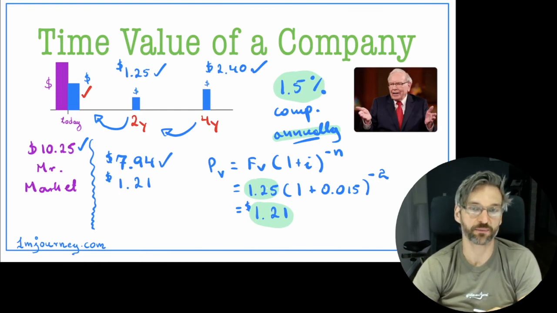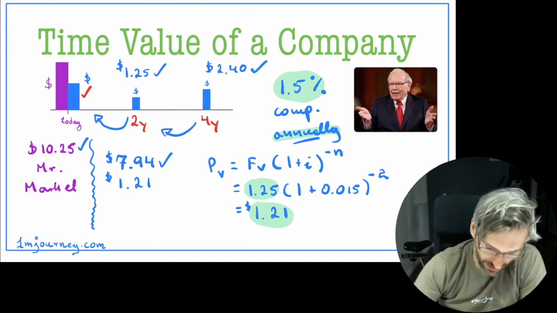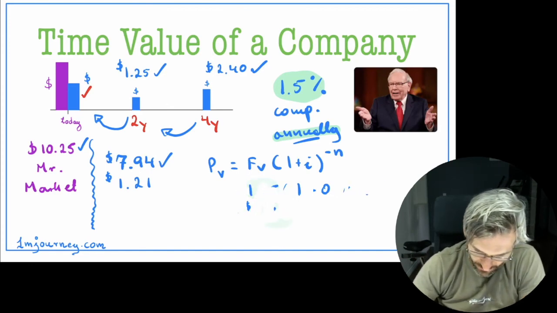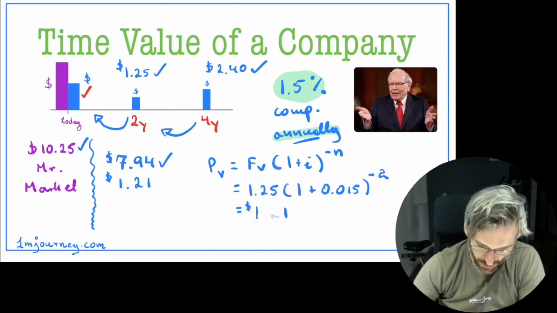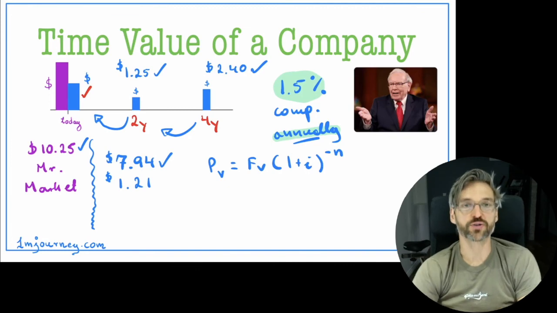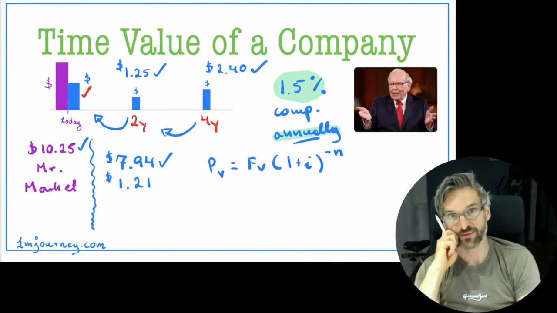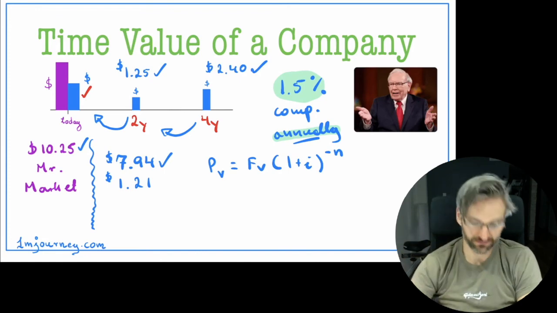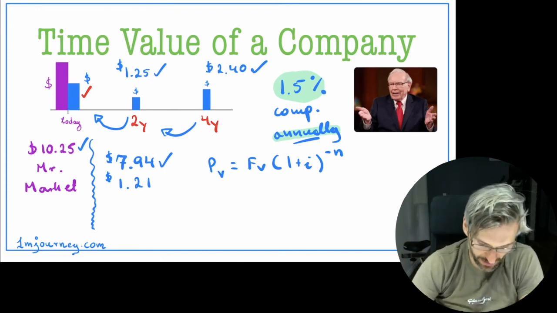Now I can add $7.94 for that company per one share to the $1.21, because those are on the same focal date. Now the second calculation that you have would be for your $2.40, except 4 years from now. So let's take a look at that. I'm going to bring that money back again.